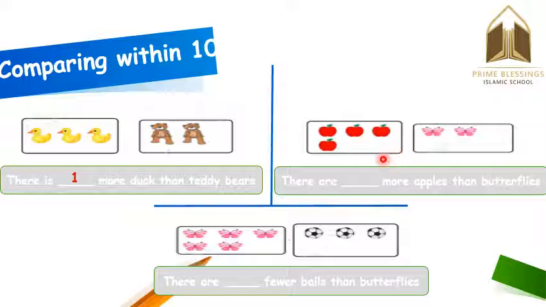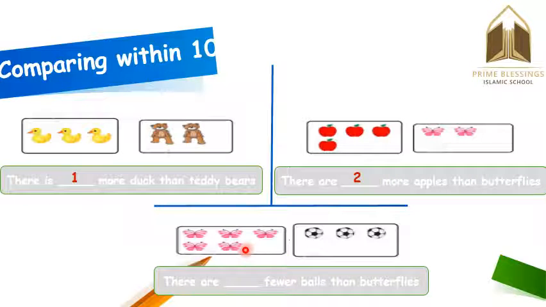Okay, see here. Here you see 1, 2, 3 and 4 apples. And here you see only 2 butterflies. So which one is more here? Apples or butterflies? Of course, apples are more. Good. And how many more? Can you guess it? Yes, there are 2 more apples than butterflies.